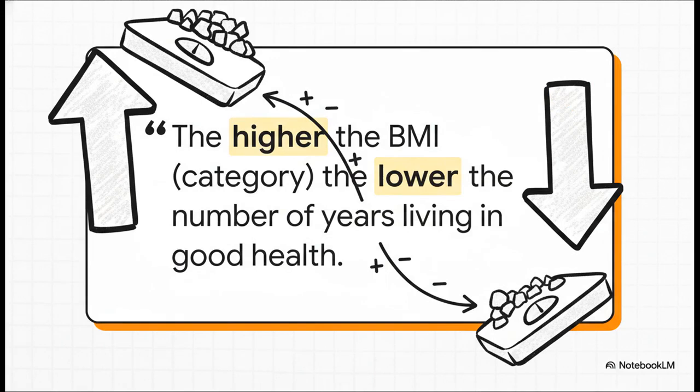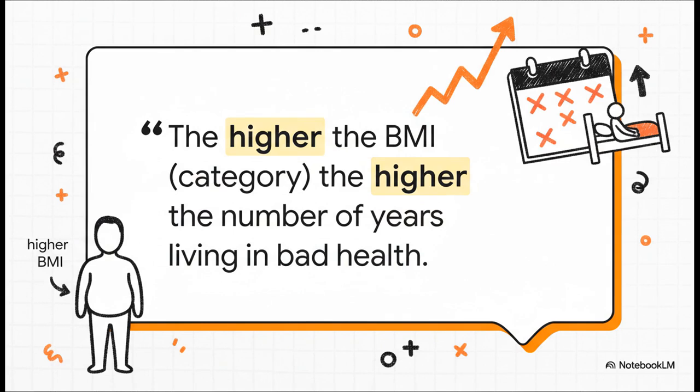So pattern number 1 is pretty clear, right? The higher the BMI category, the lower the number of years living in good health. It's a classic inverse relationship. As one thing goes up, the other thing comes down. And for the second mark, we just look at that last column. This time, as the BMI category goes up, the number of years in bad health also goes up. So you'd write something like, the higher the BMI category, the higher the number of years living in bad health.